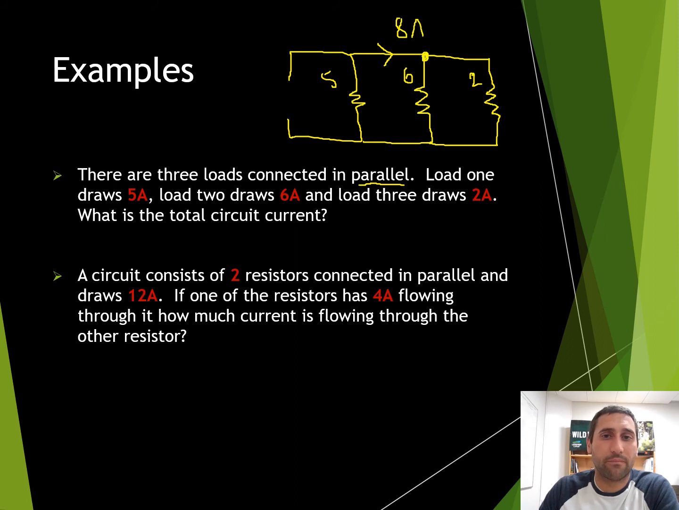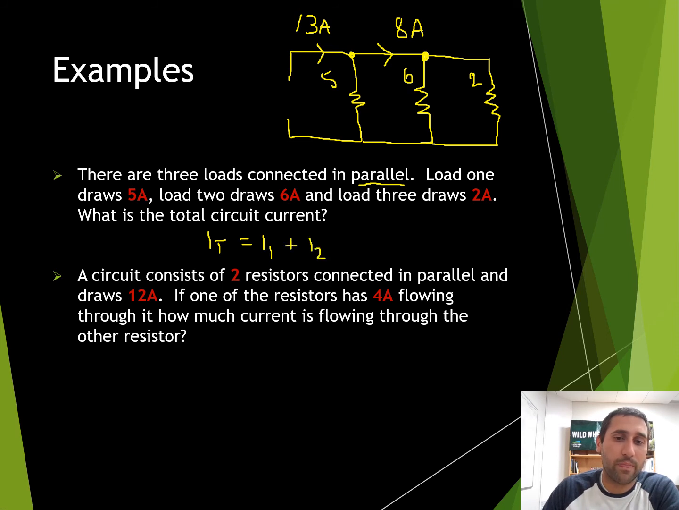Okay? And because we have our node right here, our total circuit current is going to be 13 amps, or in other words, 8 plus 5. You can also write our I total is equal to I1 plus I2 plus I3. Okay? So that's example 1.